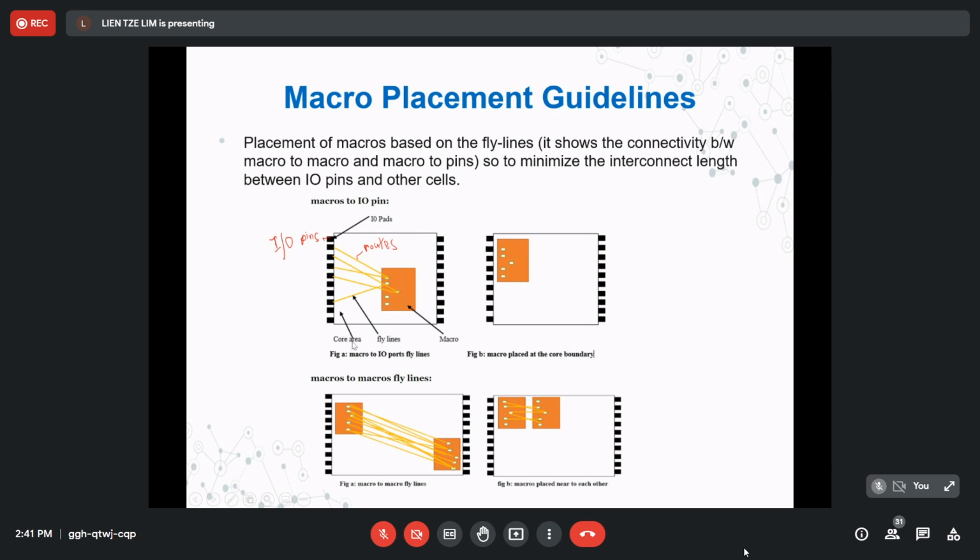Okay, so the core area is defined in this area. This is one of the guidelines. This is one of the methods of macro placement according to the guideline. Another one is the macro placed at the core boundary. According to the guidelines, the macro has to be placed near to the edges or boundary. So this one is the macro, not cells. It is placed near to the edges or boundary.